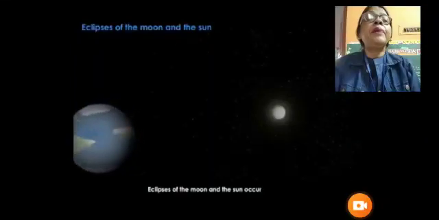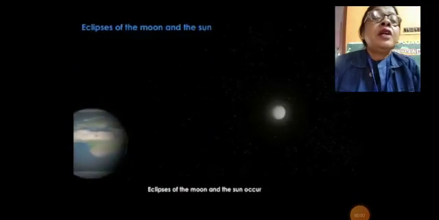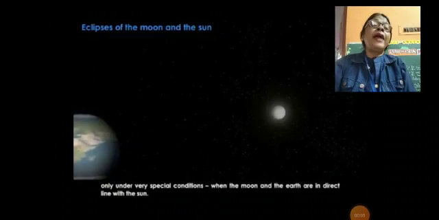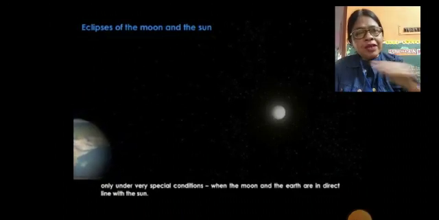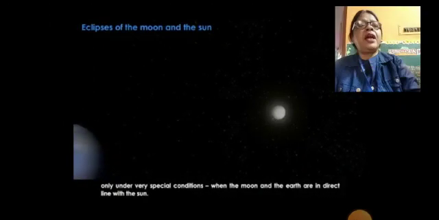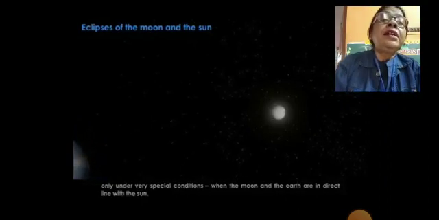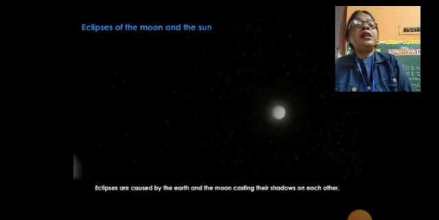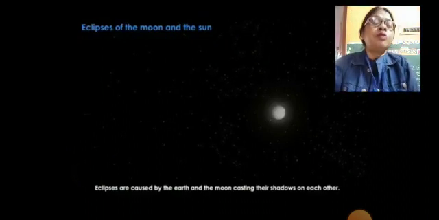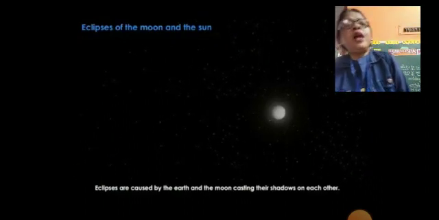Eclipses. Yes, what does eclipse mean? When the sun, moon and earth, these three, sometimes come in the same imaginary straight line, at that time we say that an eclipse is going on. Eclipses are of two types, solar eclipse and lunar eclipse.